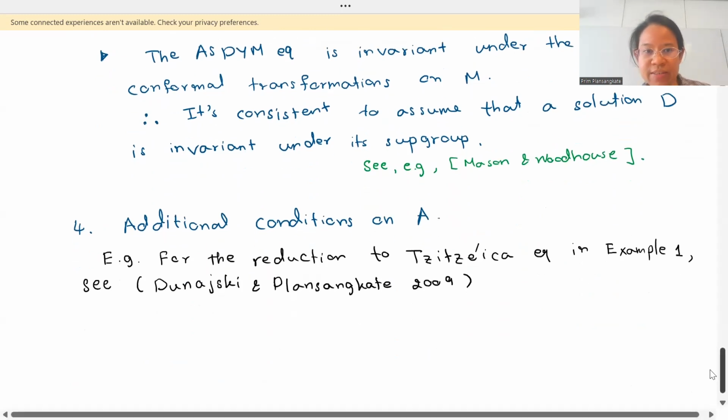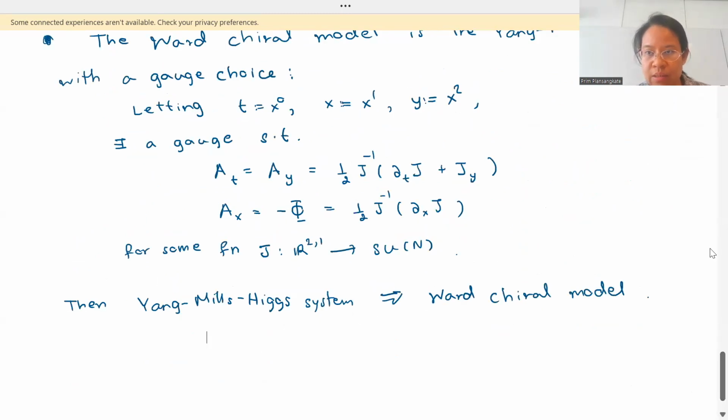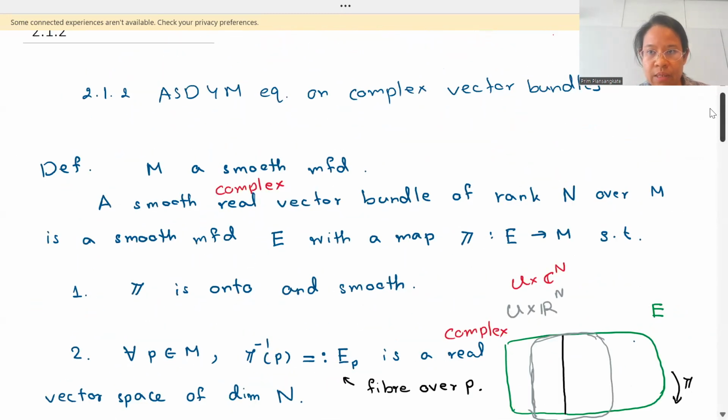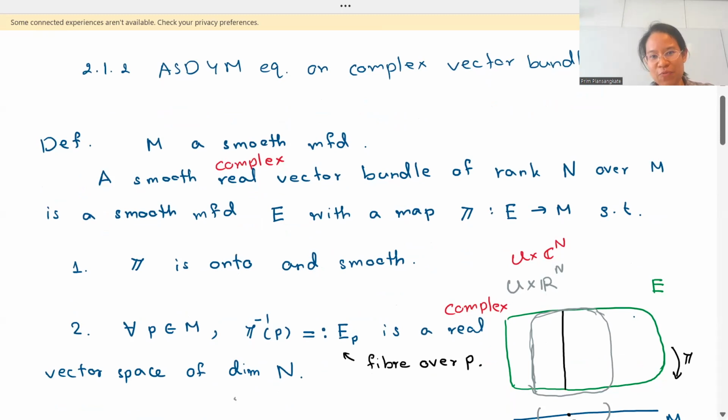Okay, so this is our first example. Let me go to the next example now. In this example, we have to go on to complex vector bundles. All I have talked about before were real vector bundles and these self-duality equations on them, but you can formulate these equations on complex vector bundles as well. Let me go through the definition of complex vector bundles. I'm still considering the base manifold to be a real manifold; M is still a smooth manifold. In fact, what is given here is the same as what I wrote before for the definition of a real vector bundle.